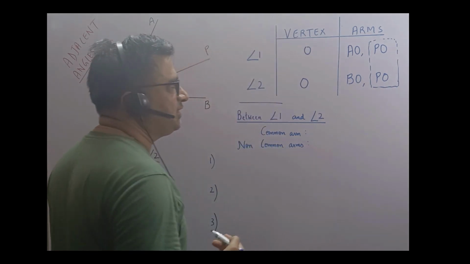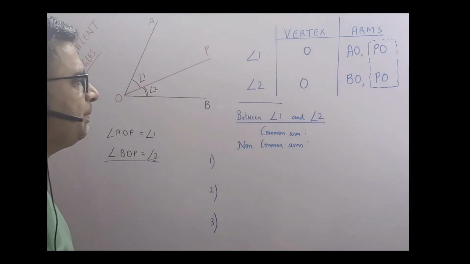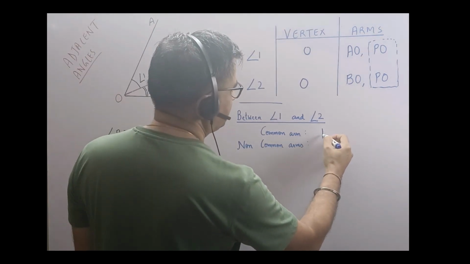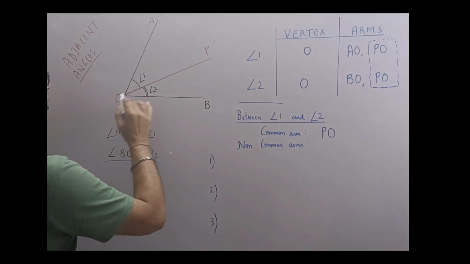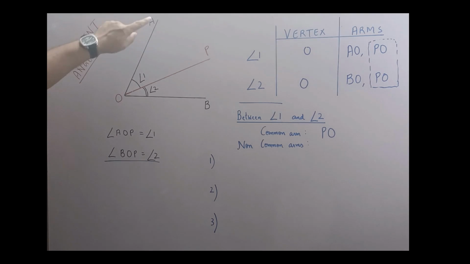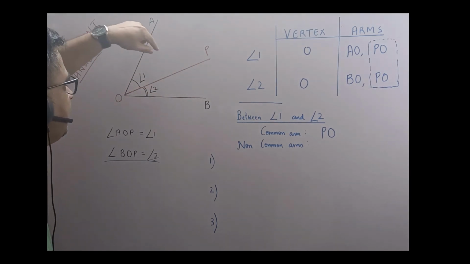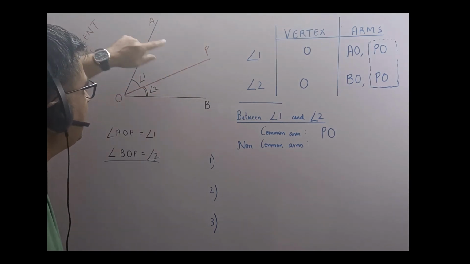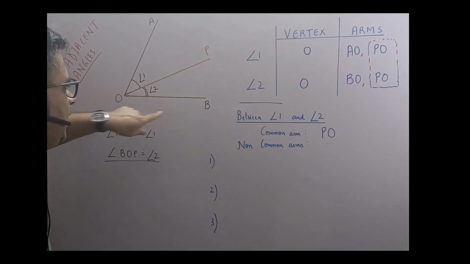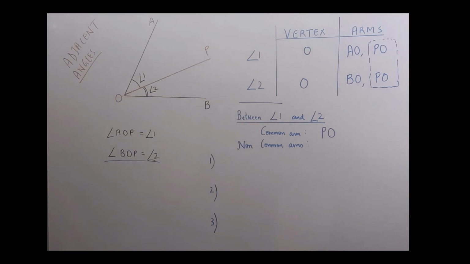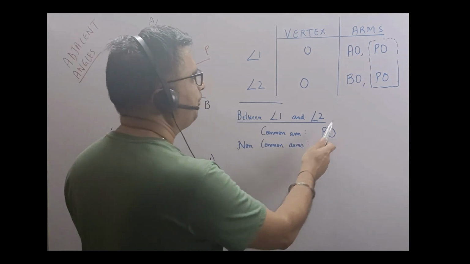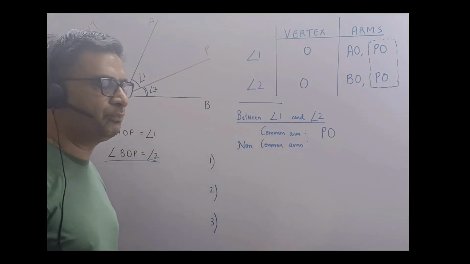So it's easy to see, easy to establish that the common arm in this case is PO. So PO is the common arm. You have this arm in both the angles. As you can see, AOP has AO and PO. BOP has BO and PO again. So PO is common in both of them, and that's how we call this arm PO as the common arm.